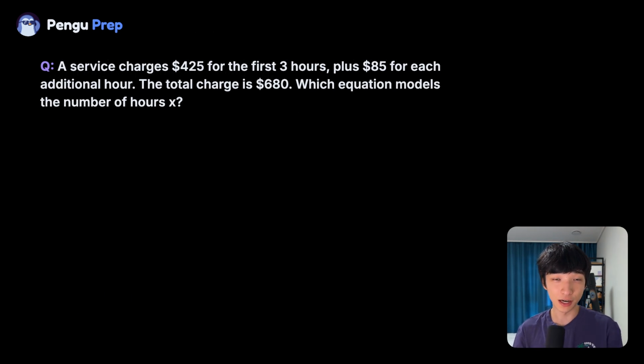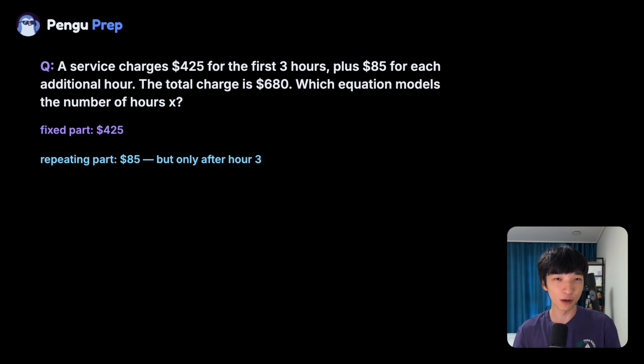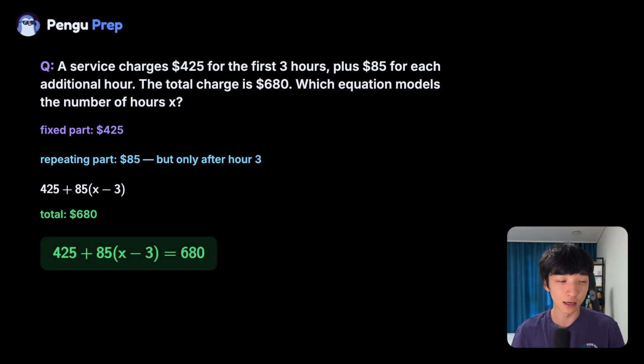Now pause the video and try this one yourself. Done? What's the fixed part? 425. What's the repeating part? 85. And from when does the part repeat? After 3 hours. So what should the first part of the equation be? 425 plus 85 times not just x, but 85 times (x minus 3). And what's the total part? It's 680, so our full equation is going to be 425 plus 85 times (x minus 3) is equal to 680.